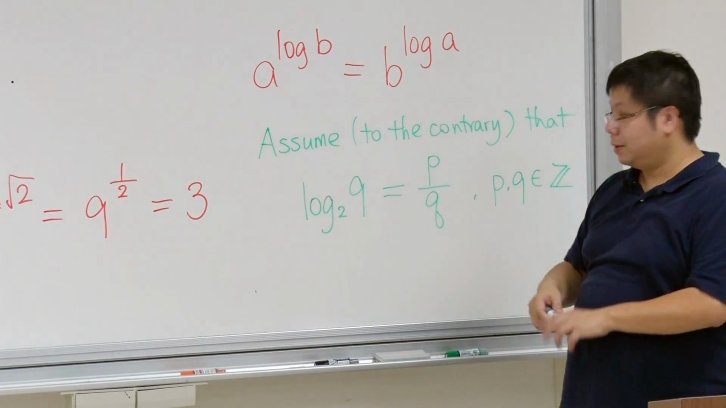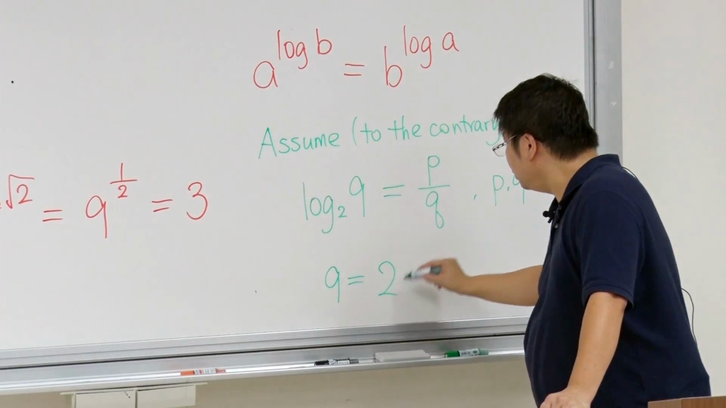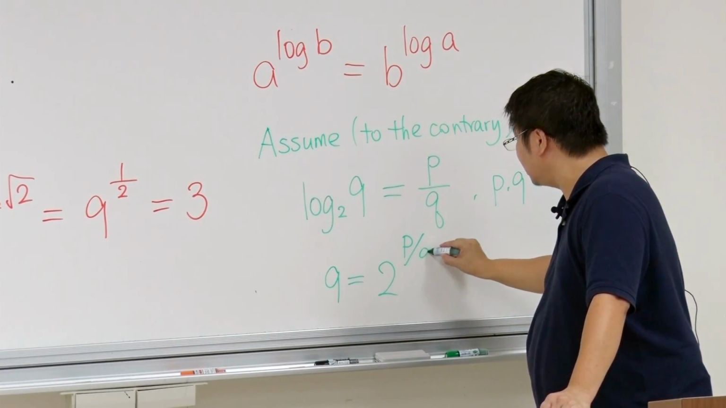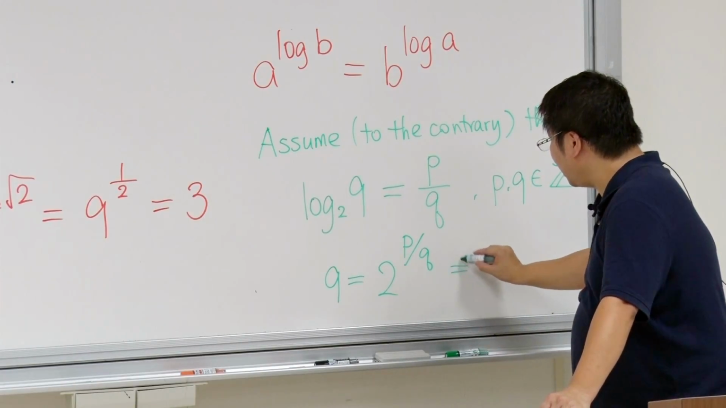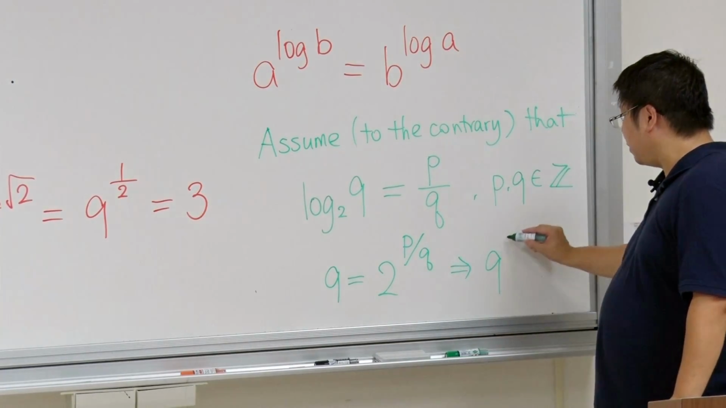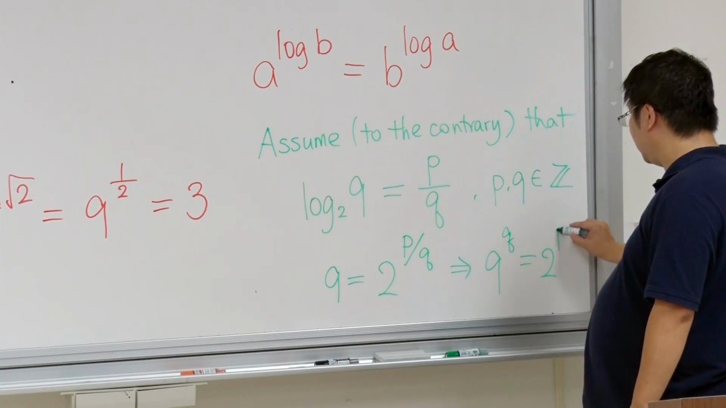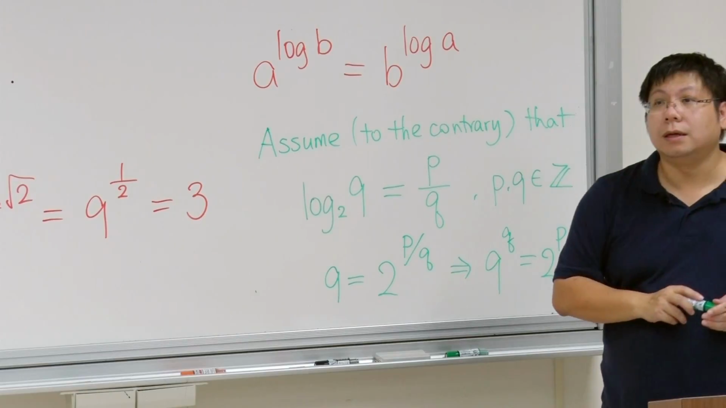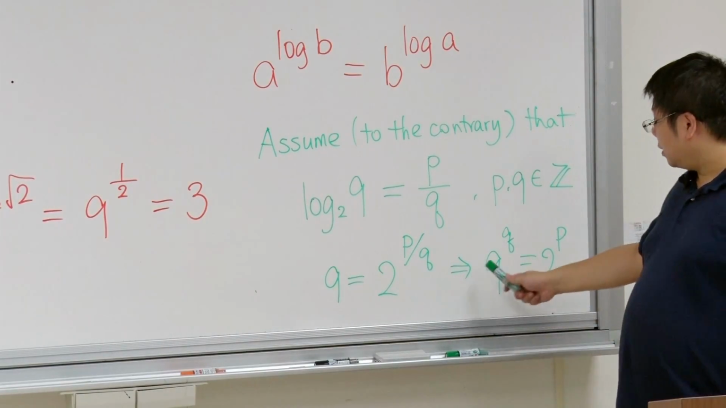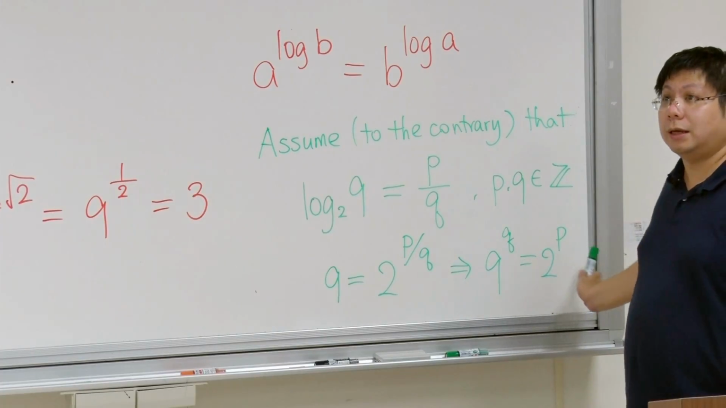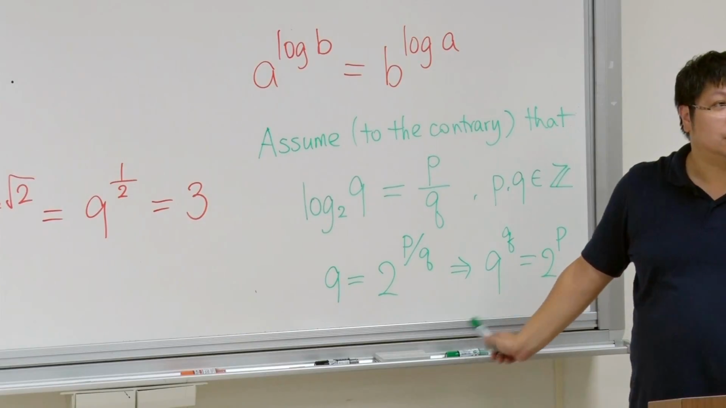Taking 2 to the power of them, you get 9 is equal to 2 to the power P over Q. Is that okay? So what do we have? So you get 9 to the power Q is equal to 2 to the power P. Is that okay? Integer. Then we get a contradiction. Left-hand side is odd. Right-hand side is even. So odd cannot be equal to even. So you get a contradiction.